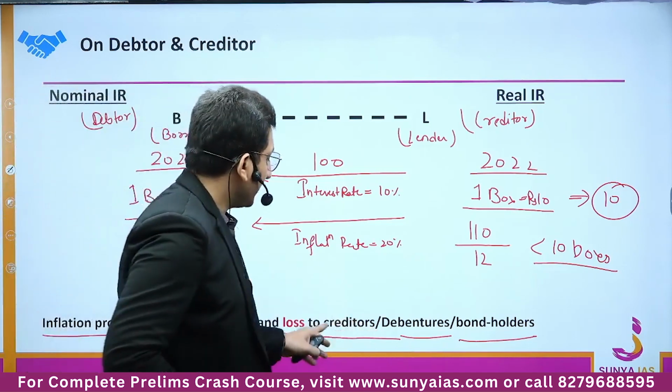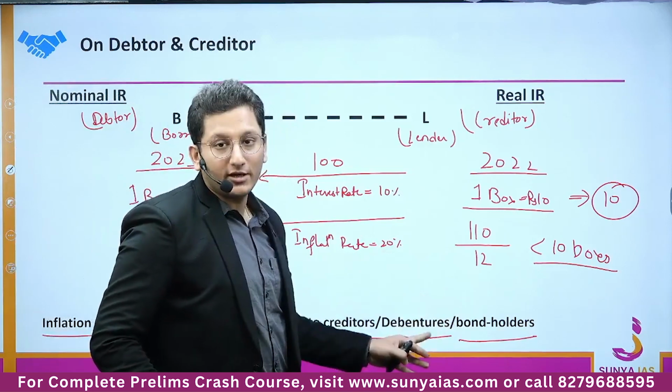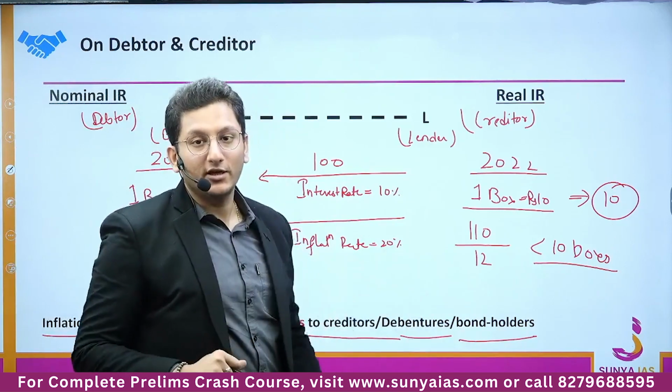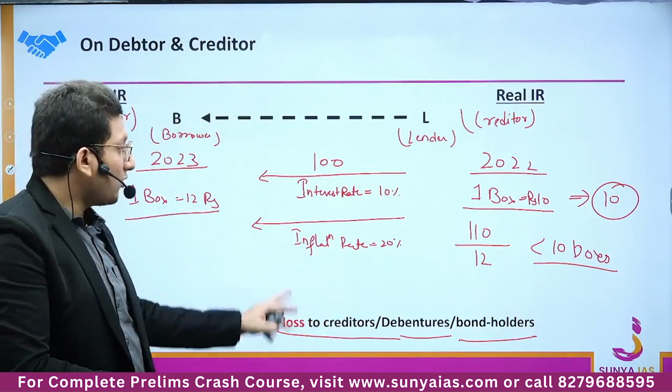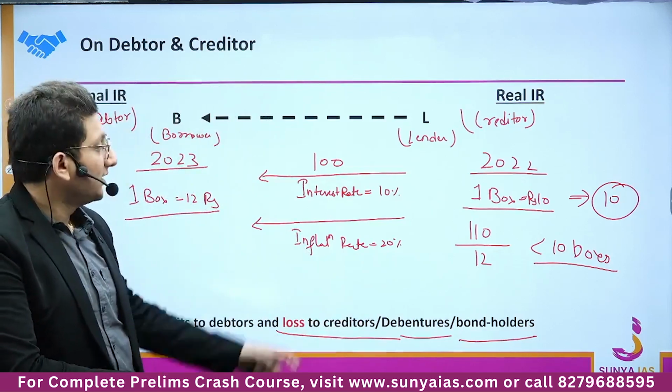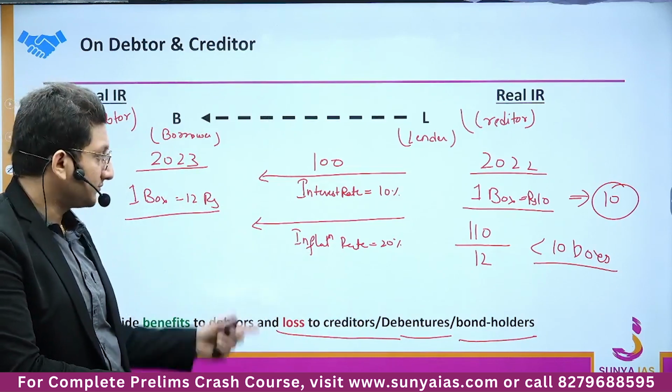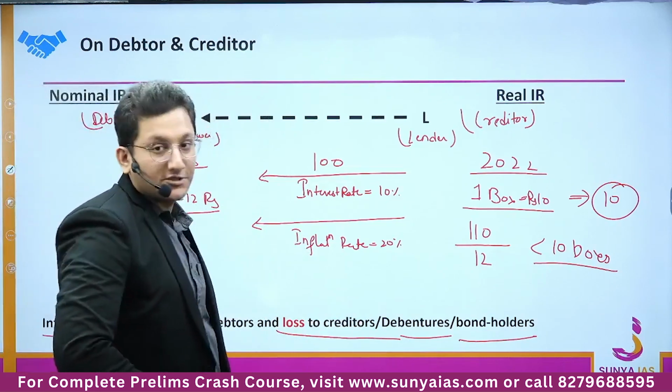So basically creditor hota kon hai? Debenture aap kab lenge ya bond aap kab lenge? Jab aap kisi ko paisa denge, right? So they are on the loss side due to high inflation. When the inflation is high, the lender will be at loss. Getting?